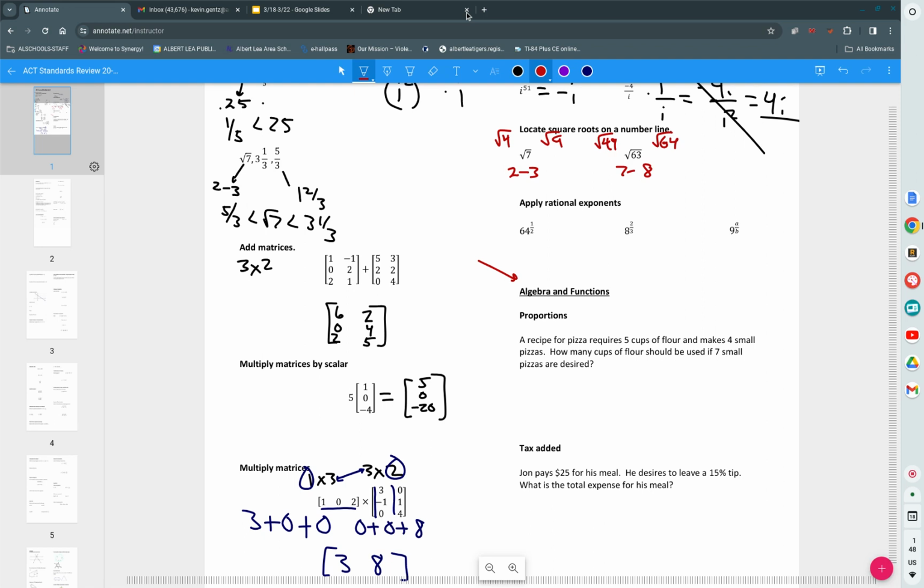Are you penalized for guessing? Absolutely not. Guess every bubble. Fill in every bubble. Not A, B, C, D, and E for each question, but one guess per question.